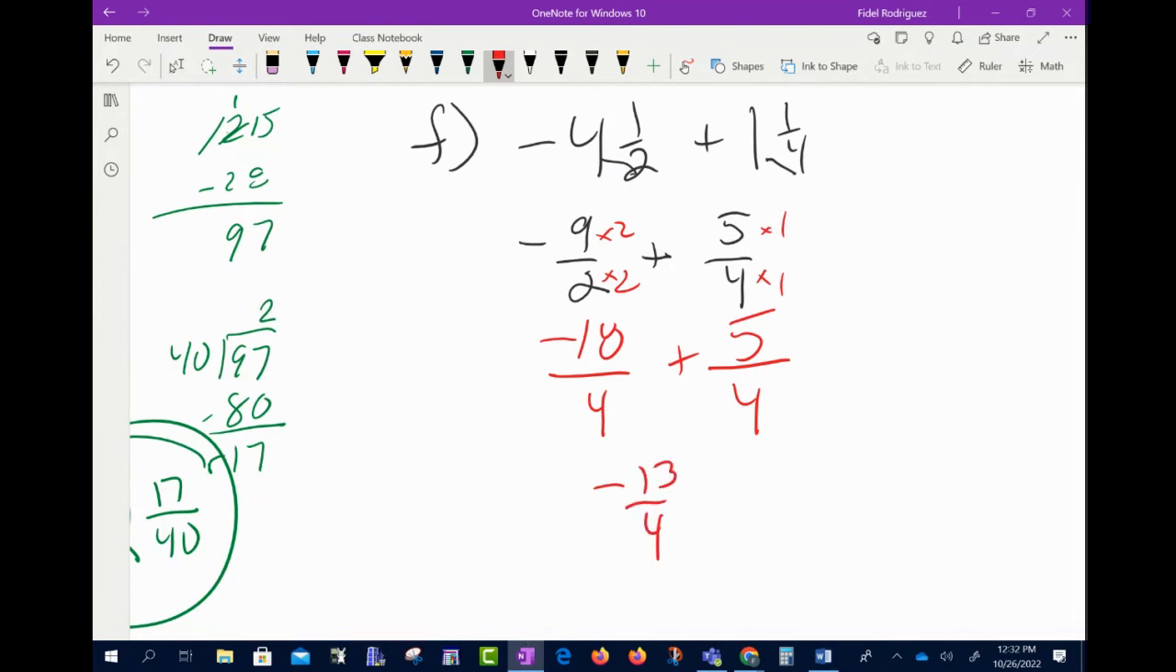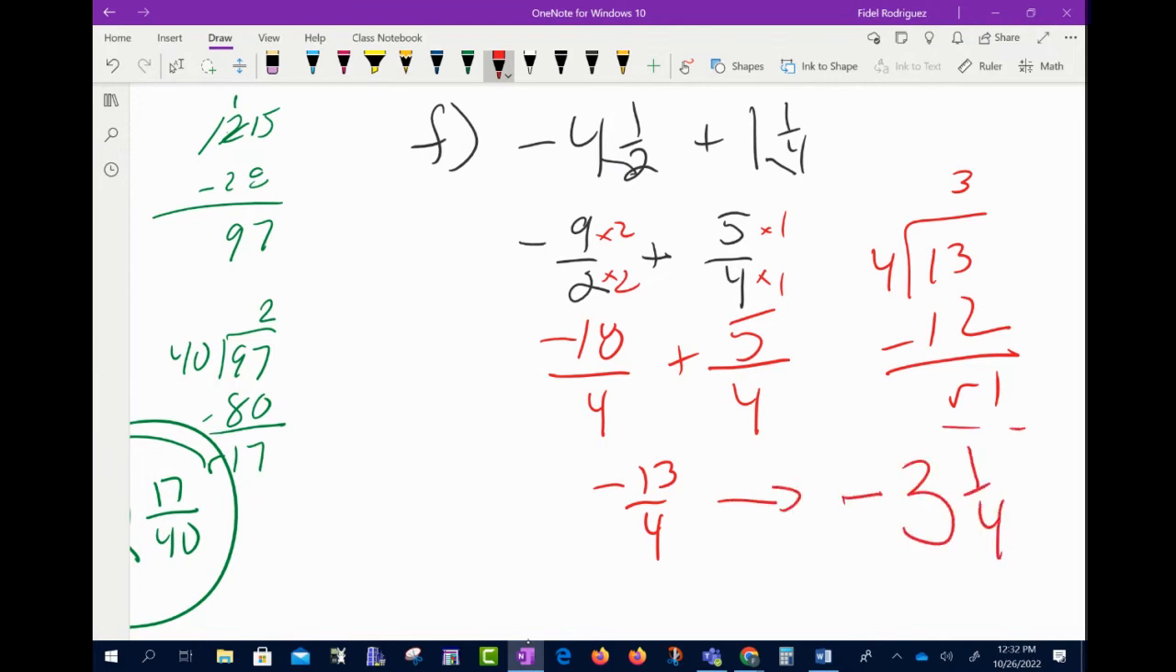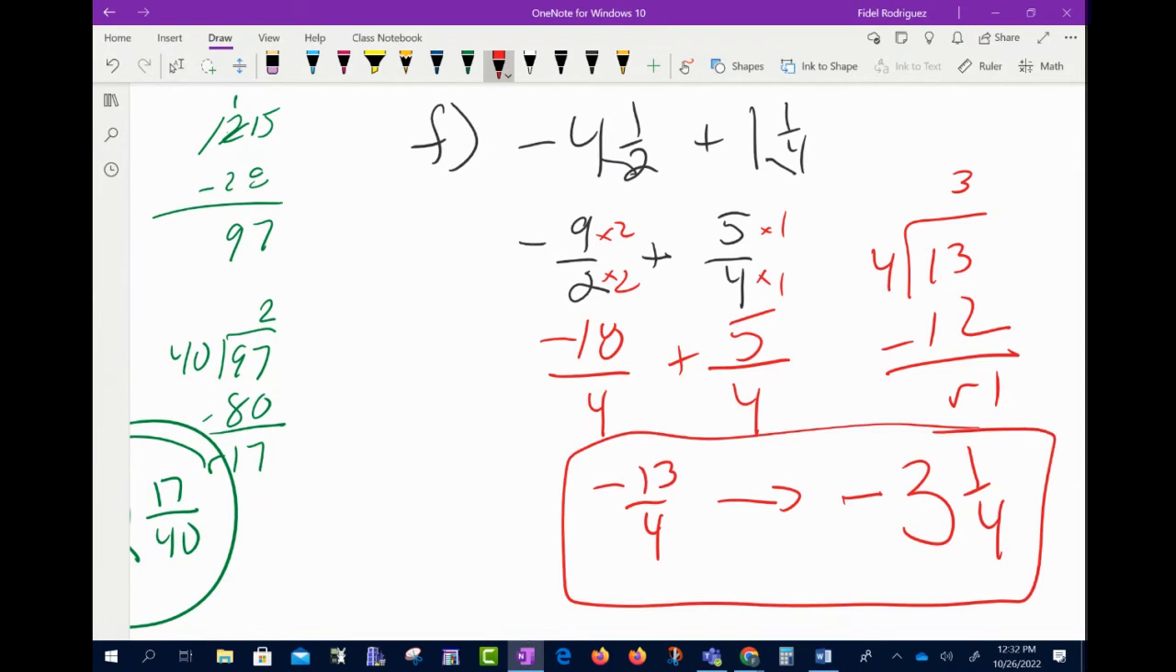And again, if I needed to convert it, y'all, I would just say, look, what's 13 divided by 4? Well, that goes in 3 times with a 12, with a remainder of 1. So as a mixed number, that would be a negative 3 1/4.